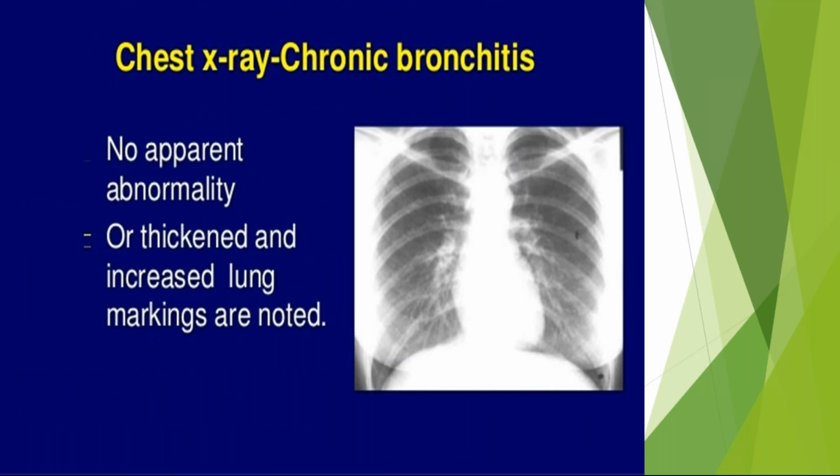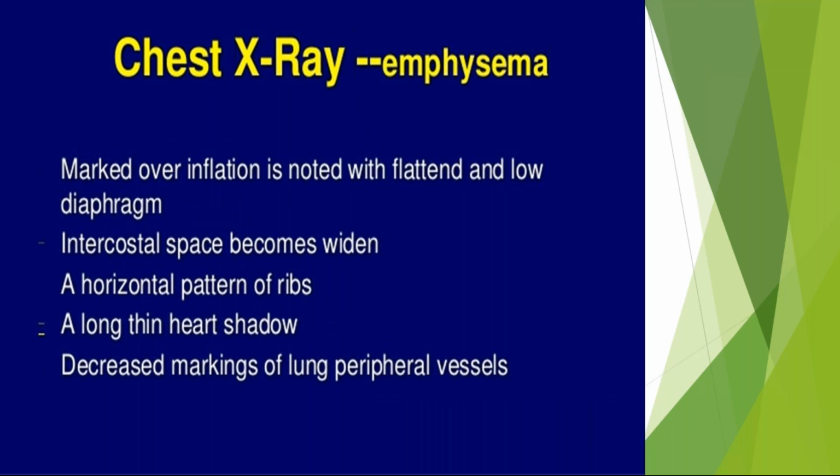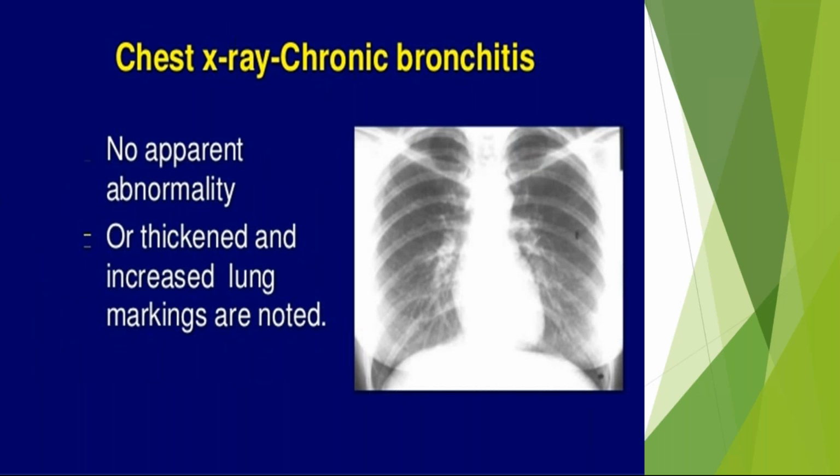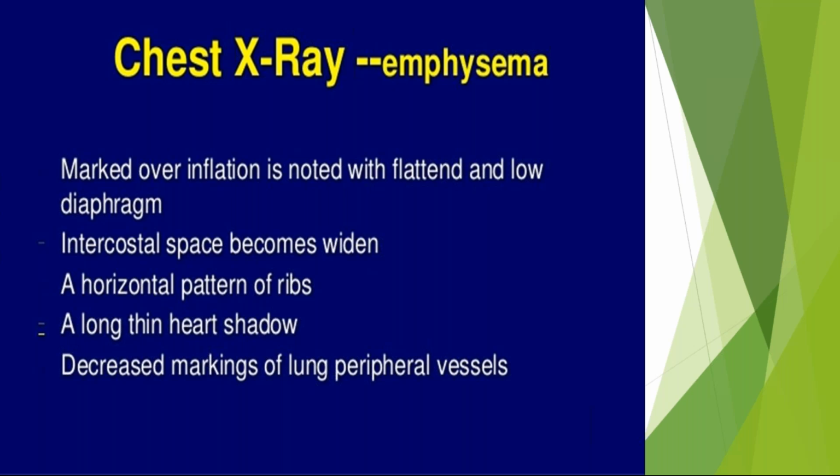This is the chest X-ray of a patient with chronic bronchitis. In chronic bronchitis, the X-ray may be normal or may have increased vascular markings. Whereas in patients with emphysema, there will be overinflated lungs, widening of intercostal spaces, a horizontal pattern of ribs, and a long thin heart shadow. There will be decreased lung markings in emphysema, whereas in chronic bronchitis the markings will be increased.